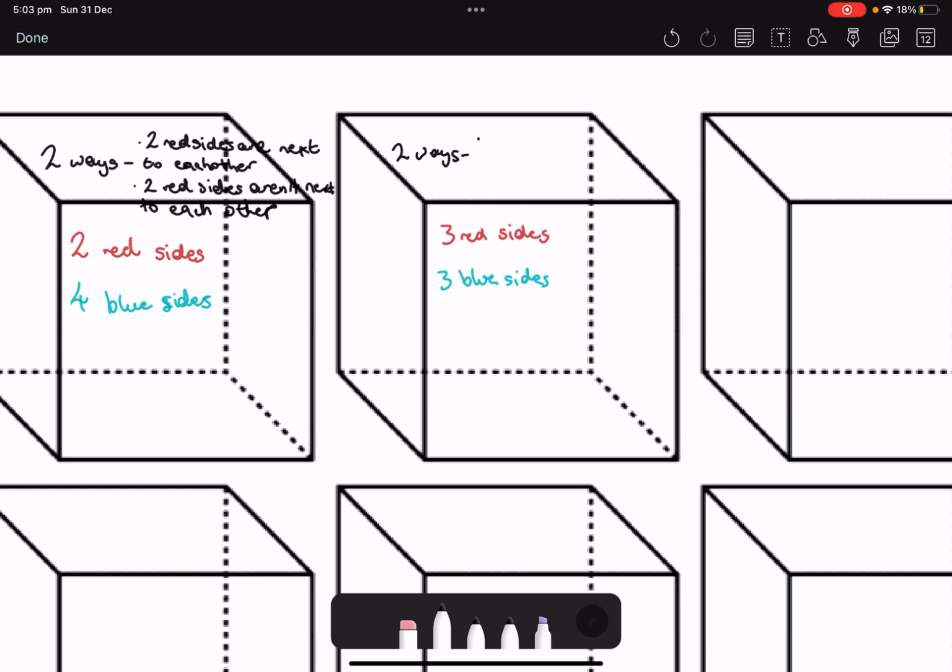The first way is that the 3 red and blue sides, each colour, all of them are next to each other. And then we could have it the other way around, so they aren't.